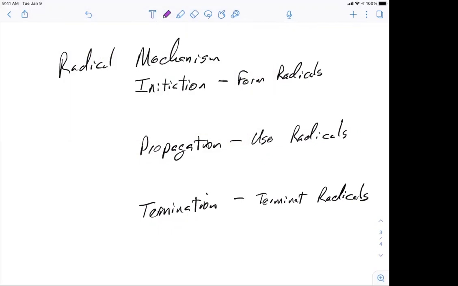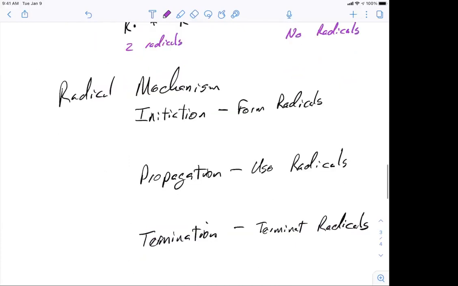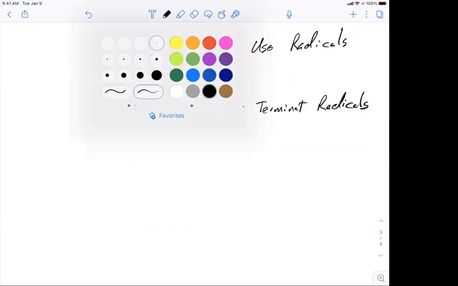So if we look at these again very generically, we're going to go through a couple of mechanisms. Oh, did I miss halogen abstraction? Yes, I did miss halogen abstraction. Thank you for catching that. All right.